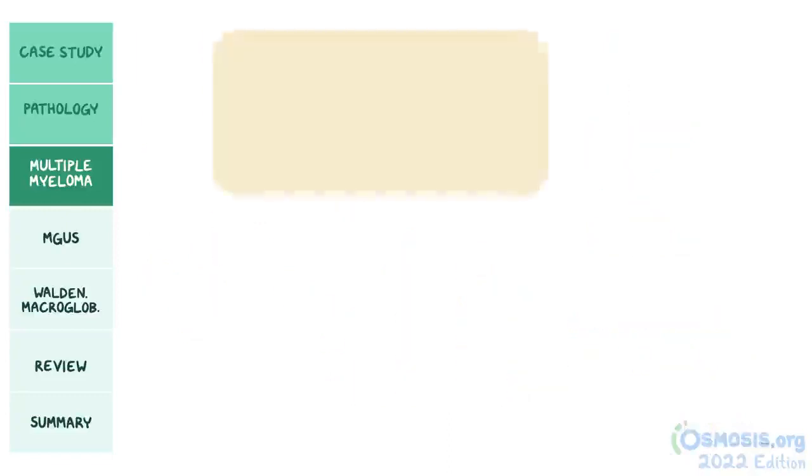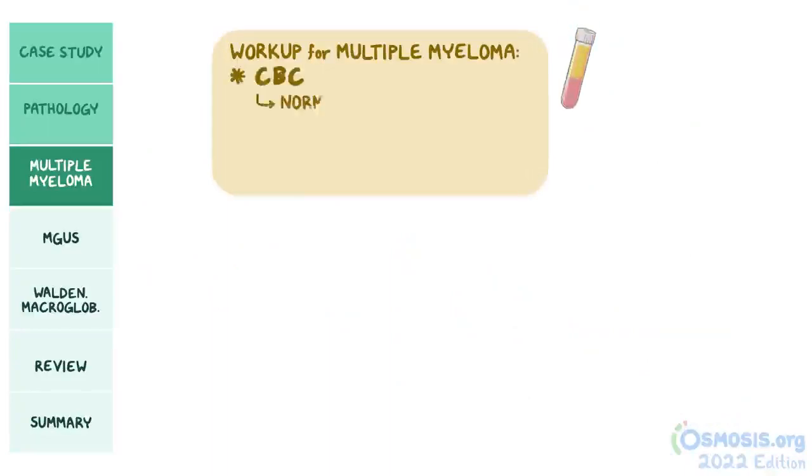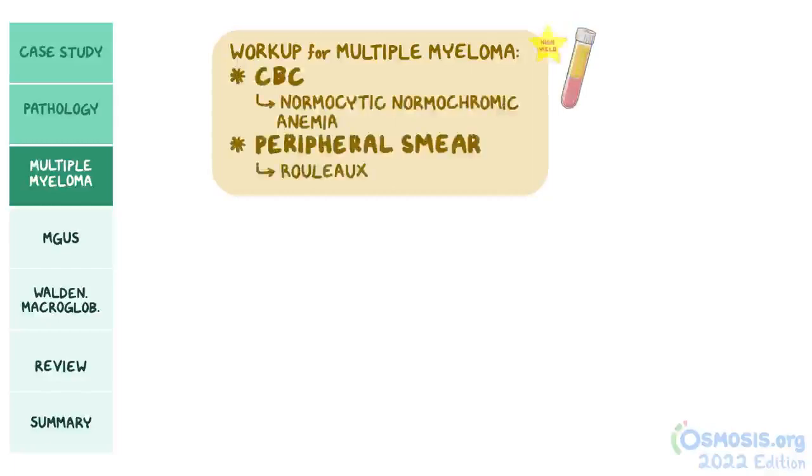So for the test, remember that a workup for multiple myeloma includes a CBC, which often shows normocytic normochromic anemia, and a peripheral smear, which can show a Rouleaux formation, due to IgG proteins attaching to red blood cell membranes and then connecting with other red blood cell membranes, making the red blood cells stick to one another, causing them to look like a stack of coins.